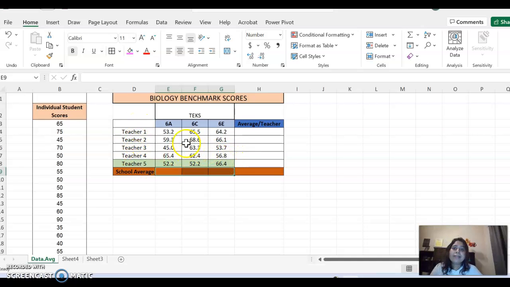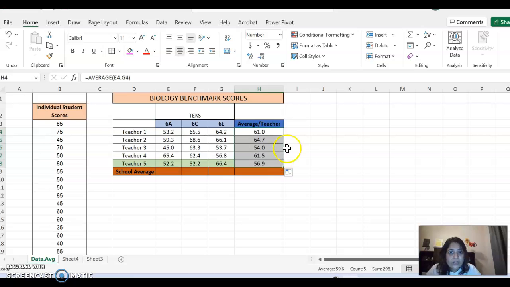So the first analysis that I will do is to calculate the average score according to the teacher. And likewise, we will find the average for the rest of the teachers as well. So looking at these averages, we know that teacher 2 had students who had the greatest success in that benchmark exam, whereas teacher 3 had students who struggled the most.